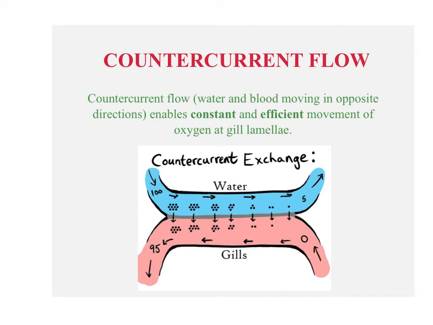Now, countercurrent flow is the pivotal part of gas uptake in fish. Okay, it enables constant and efficient movement of oxygen across those gill lamellae. And I'm going to be using this little diagram. If you wanted to, you can pause for a second and draw it out. I'm just going to make you aware that the dots are sort of oxygen molecules, oxygen concentration. So you can see on the diagram that there's a higher oxygen concentration where there's more dots and lower where there's less. Likewise, they've got a few numbers in there that are just there to help relate to the concentration.